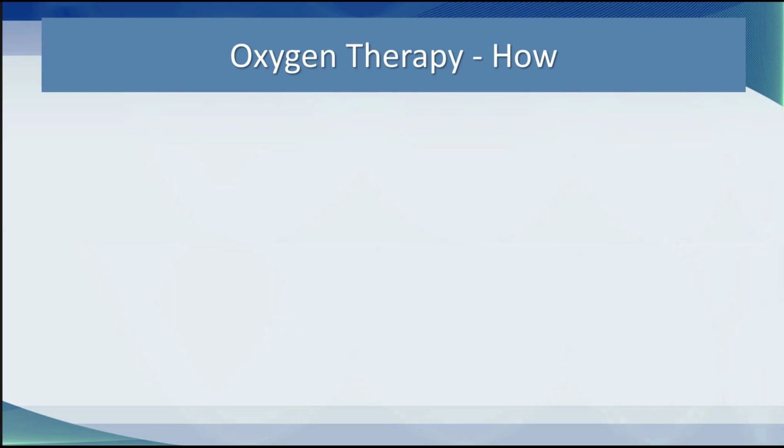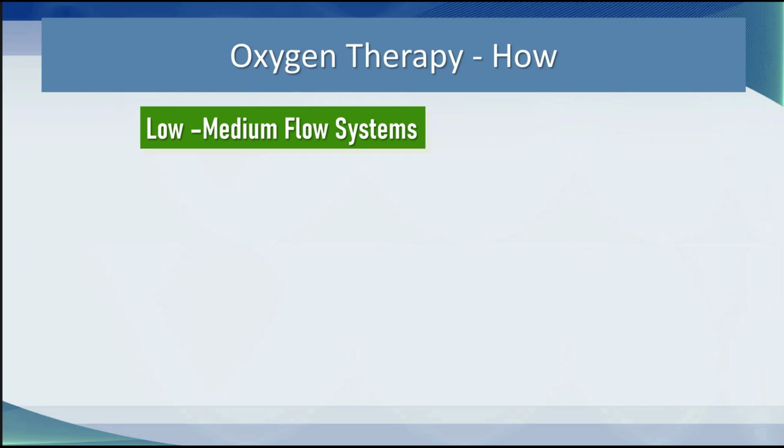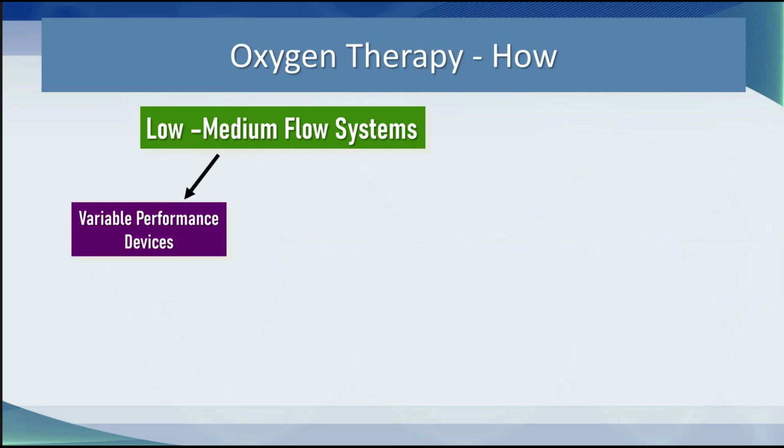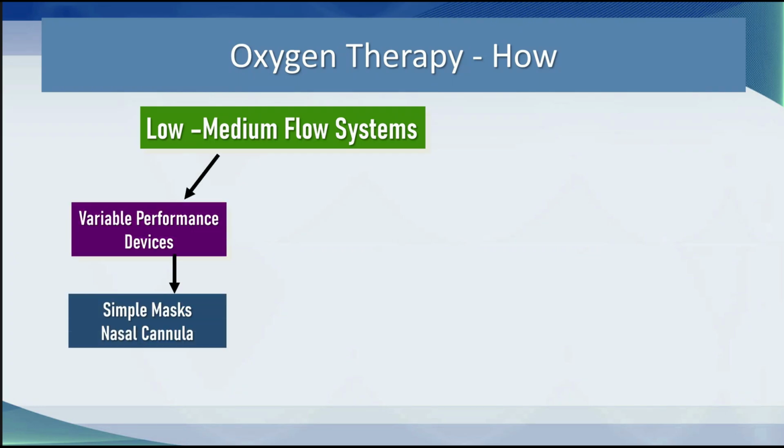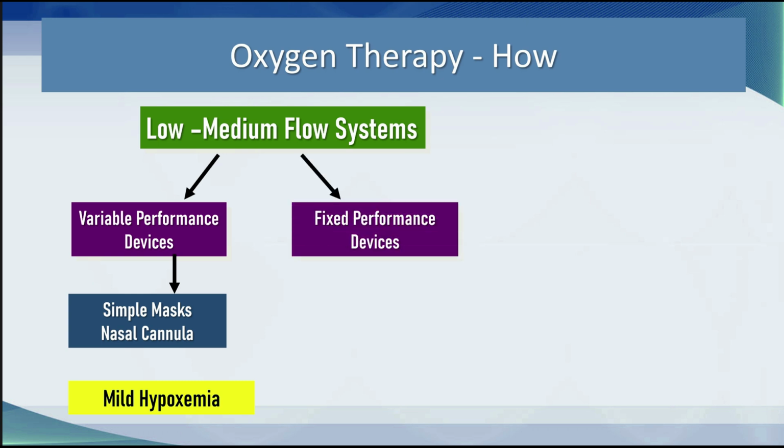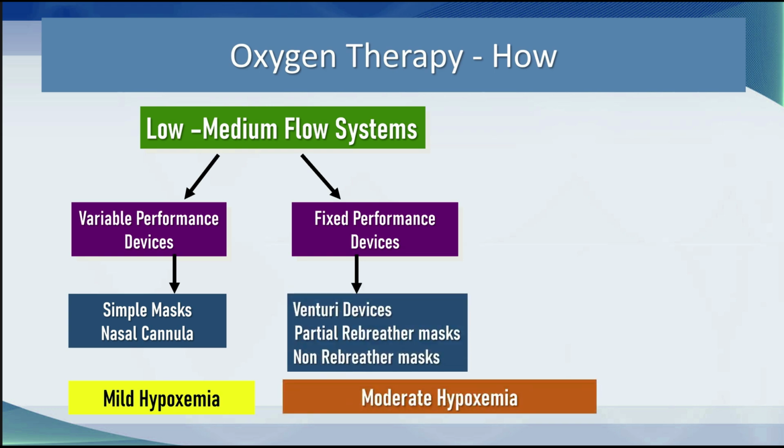So how do we give oxygen therapy? Well, this is a little bit complicated. We have low to medium flow systems, or so-called variable performance devices, like simple face masks and nasal cannulae, and we tend to use these in patients with mild hypoxemia. Alternatively, we do have fixed performance devices such as Venturi masks or partial rebreather masks or non-rebreather face masks that are used in moderate hypoxemia.